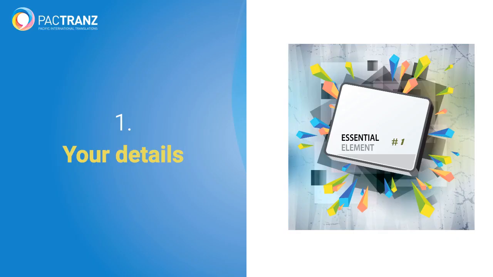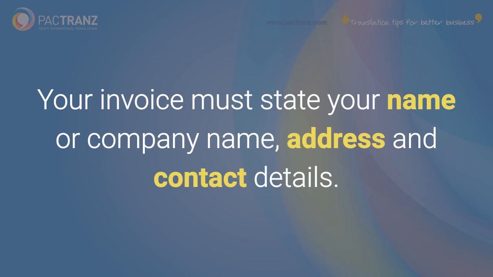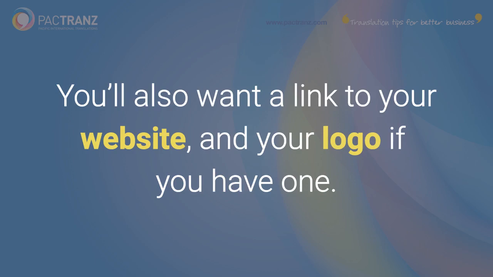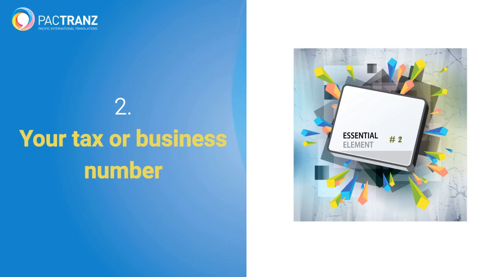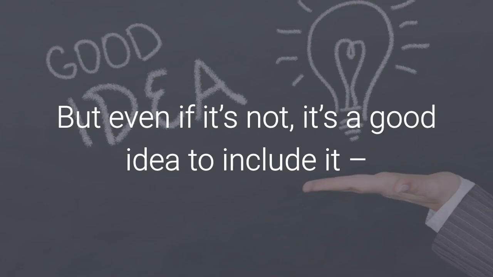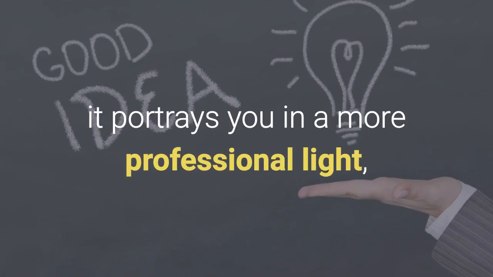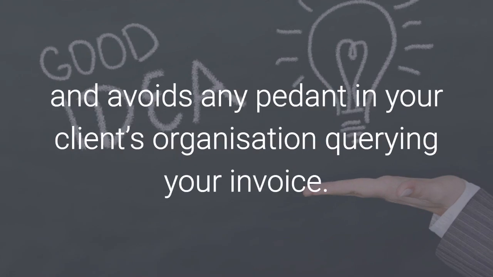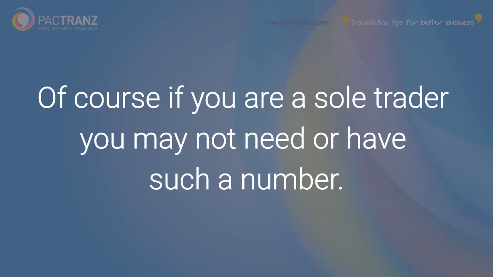Firstly, your details. Your invoice must state your name or company name, address, and contact details. You'll also want a link to your website and your logo if you have one. 2. Your tax or business number. In many jurisdictions, this will be required for your invoice to be legal. But even if it's not, it's still a good idea to include it. It portrays you in a more professional light and avoids any pedant in your client's organisation querying your invoice. But of course, if you're a sole trader, you may not need or have such a number.